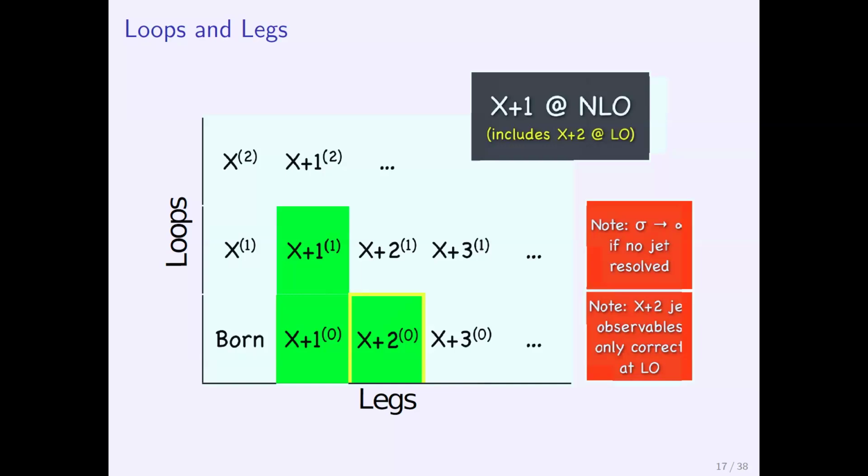And so you can see playing this game, right? If you keep on going up in terms of the number of legs that you have. So here, if this was just a Z, and this is Z plus jets now, if I'm calculating X plus 1 at next to leading order, so this is something like Z plus jets here, then what we see is that the X plus 2 jet observables are, again, only correct at leading order.